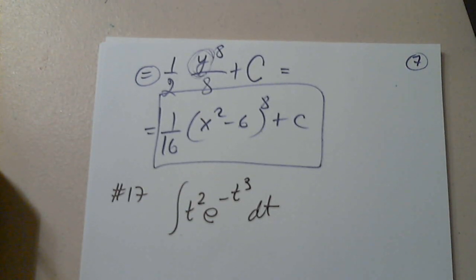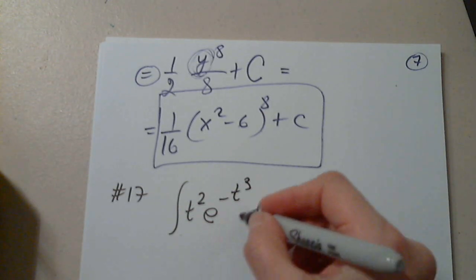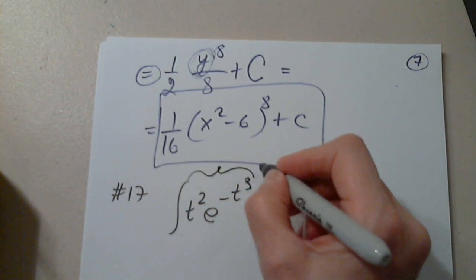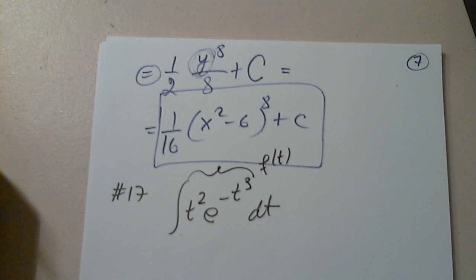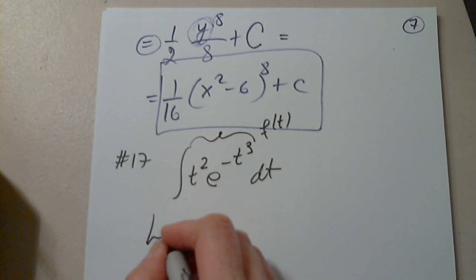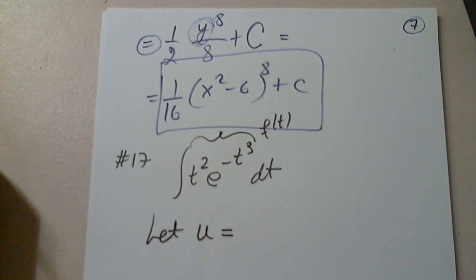Okay, look at this function. This time this is an f of t. Which portion of this bothers you? I know this is not a scientific way, but it's the easiest way to explain how to identify the substitution needed. I'm going to say let u be.